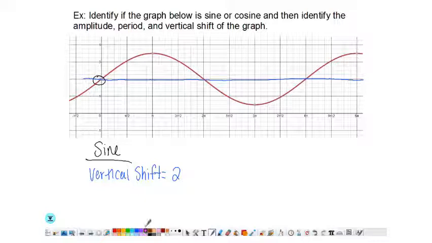And then we want to find our amplitude, so we'll go from a maximum point down to the midline. We're here at 2, our maximum is up here, it looks like 3.5. So the distance between 3.5 and 2 is going to be 1.5.